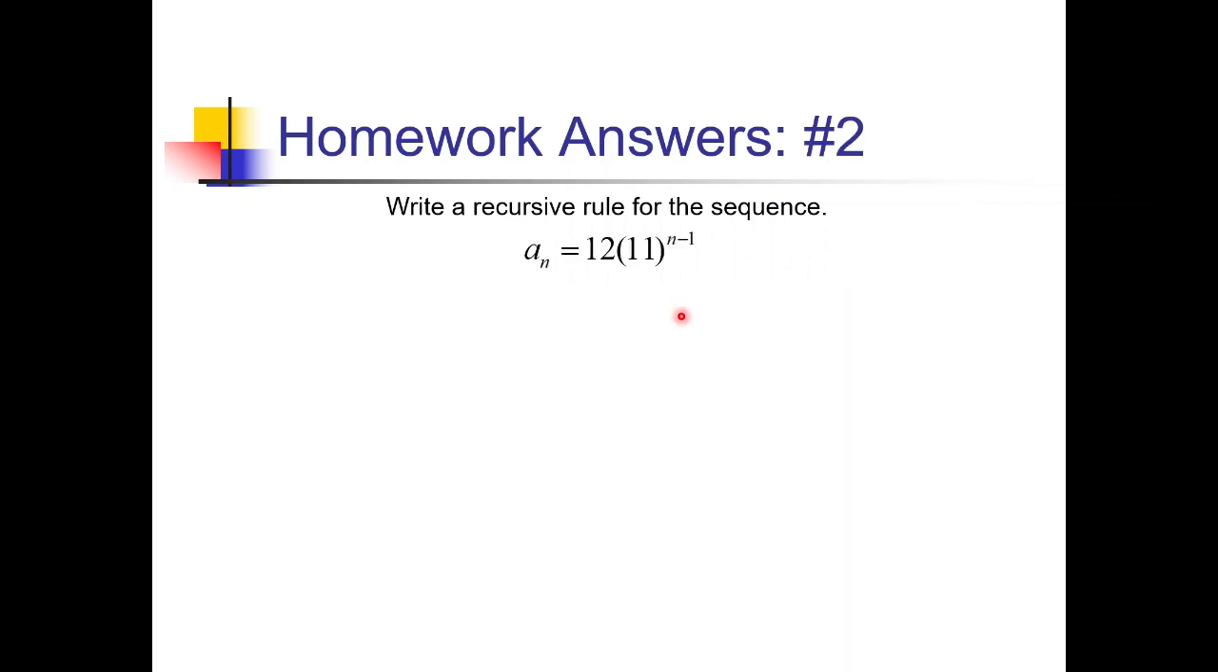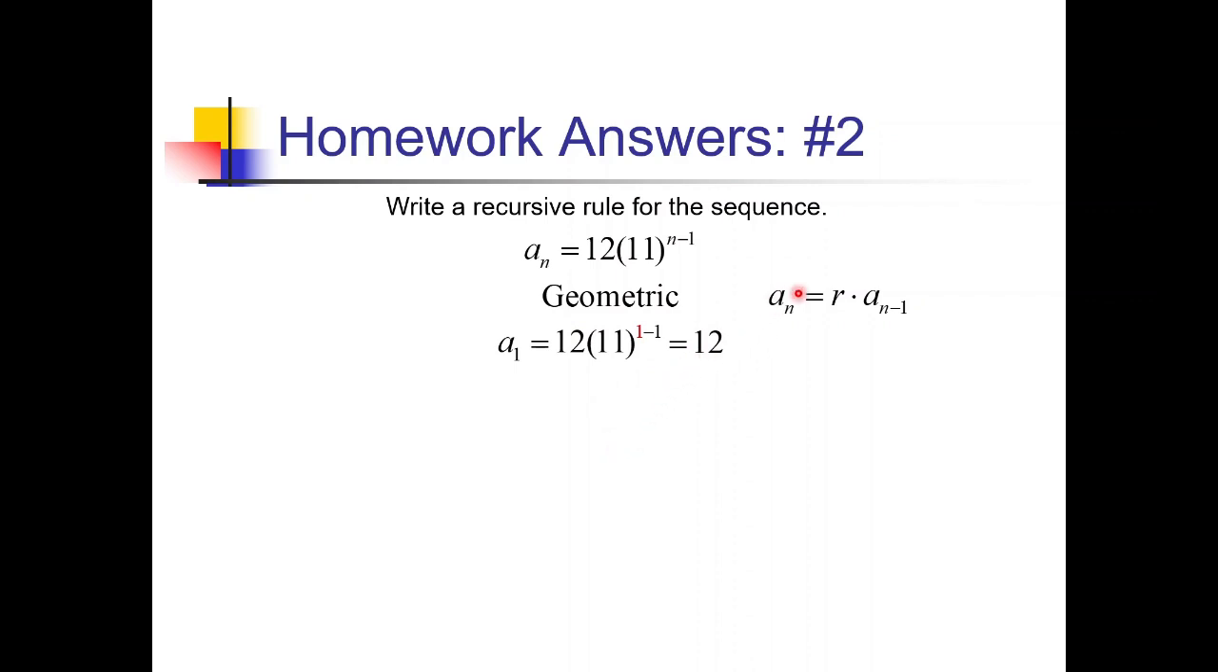For this problem, they want us to turn this explicit sequence into a recursive rule. So let's start by identifying what type of sequence this is. Since we have an exponential piece here, this is a geometric explicit definition. So that means I can use my recursive geometric definition, r times a sub n minus 1. For the a1 I also need for the recursive definition, I just plug 1 into this expression they gave me. So 12 times 11 to the 1 minus 1. That's 12 times 11 to the 0, so 12 times 1, which is 12.